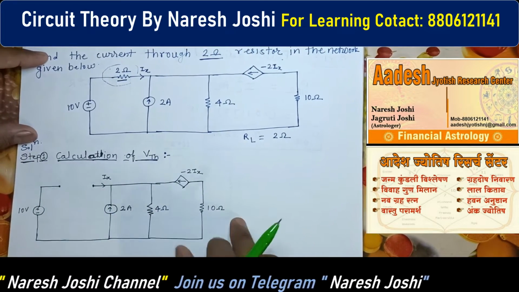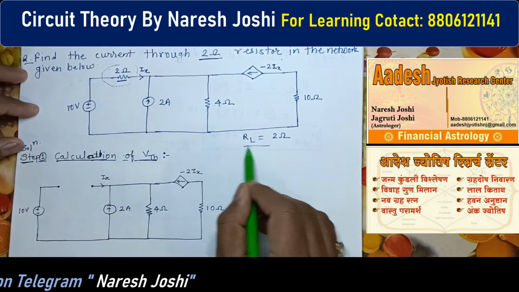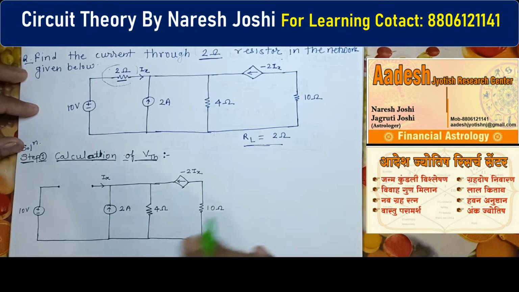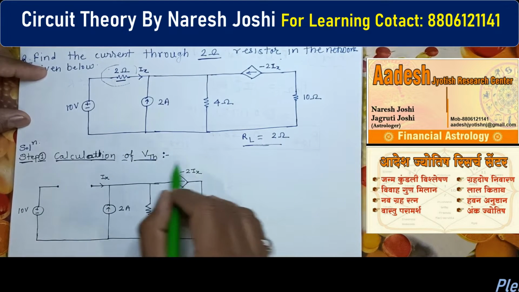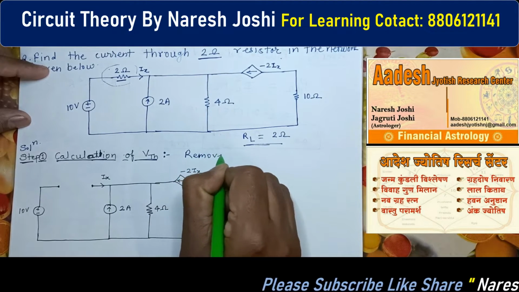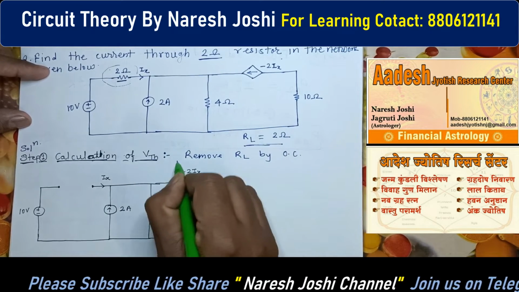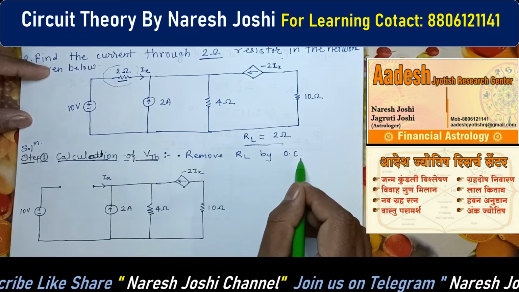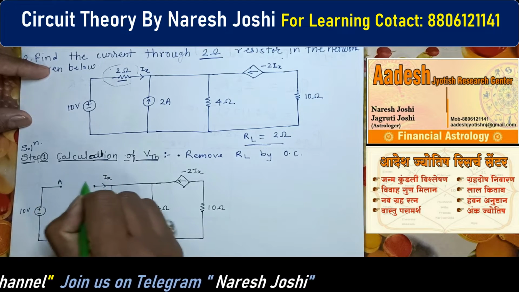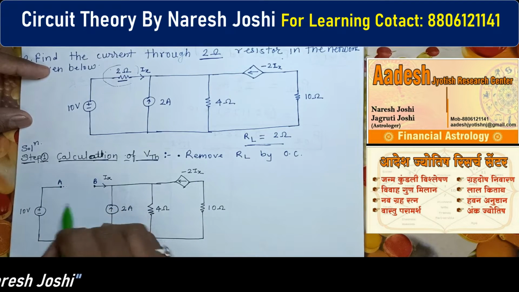I have already drawn the diagram to save time. This is our load resistance, which we have already identified, because we have to find the current through this resistance. In the first step, whenever we have to find VTH, you must always remember: remove the load resistance by an open circuit. Here we have removed the load resistance by an open circuit. I have marked point A and point B, and this is our open circuit. Clear? So we have removed the load resistance.